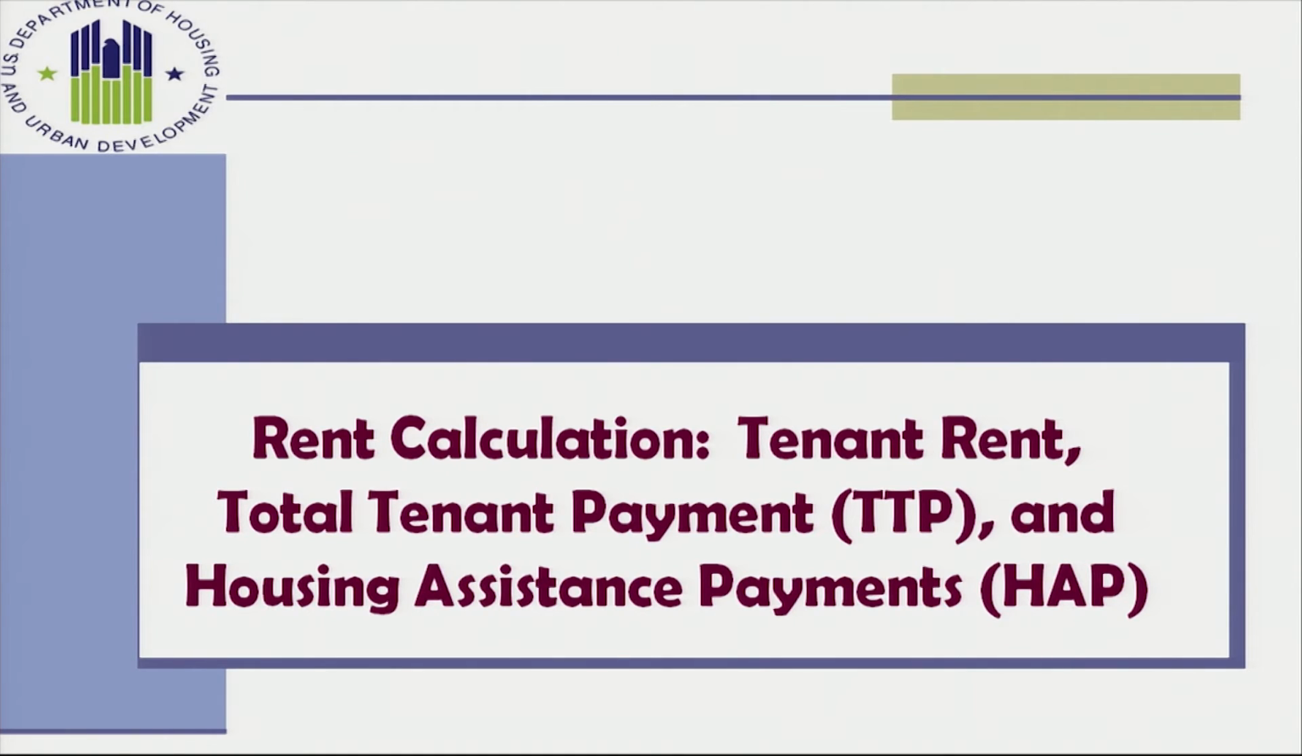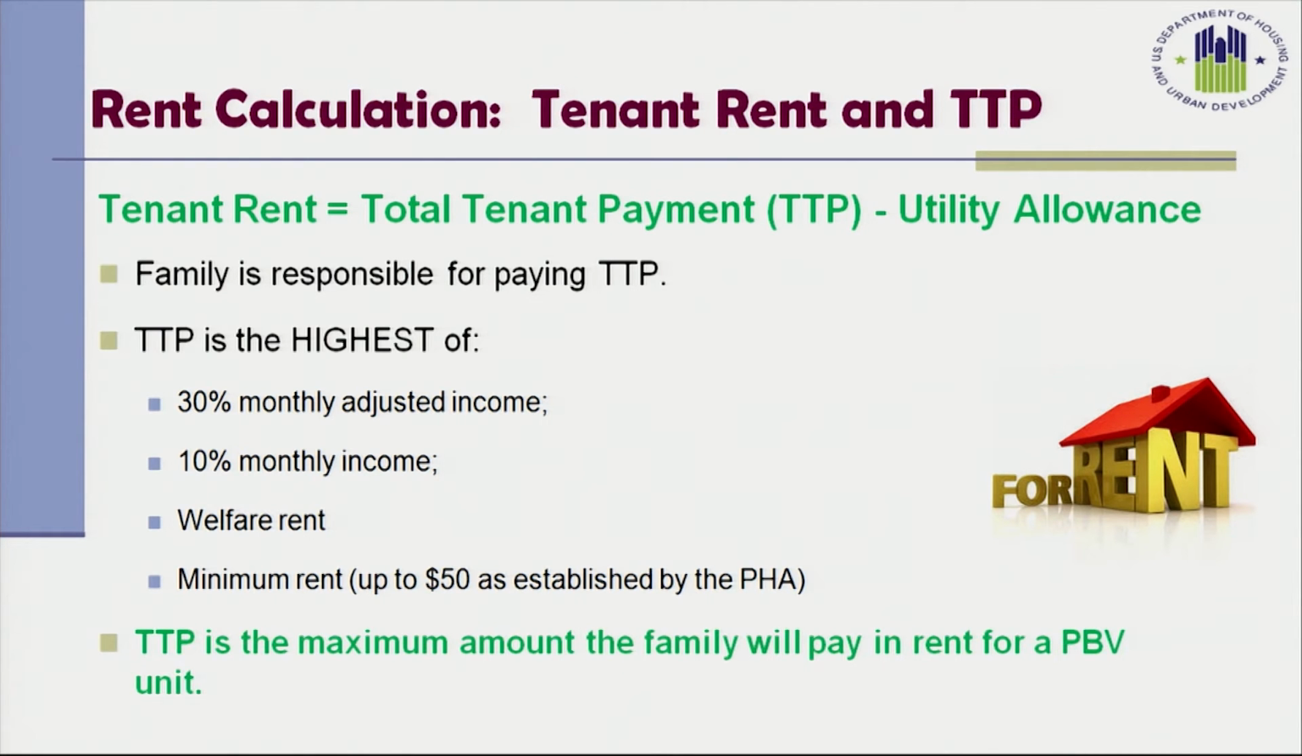Rent calculation: tenant rent, total tenant payment (TTP), and housing assistance payments (HAP). Under the PBV program, tenant rent equals total tenant payment minus utility allowance. The family is responsible for paying TTP. TTP is the highest of 30% of the family's monthly adjusted income, 10% of the family's monthly income, welfare rent, or the minimum rent that has been established by the PHA, which may be up to $50. TTP is the maximum amount the family will pay in rent for a PBV unit.